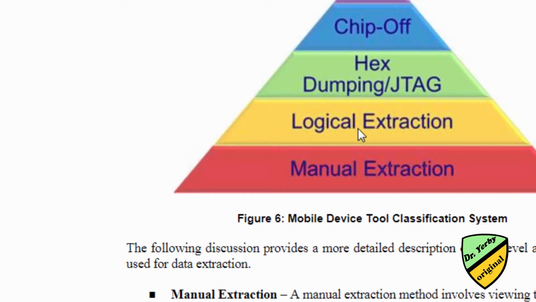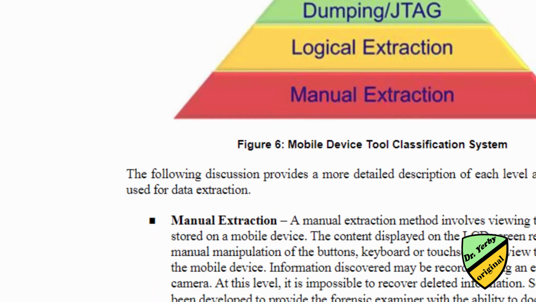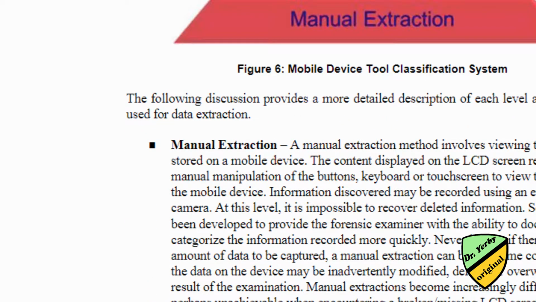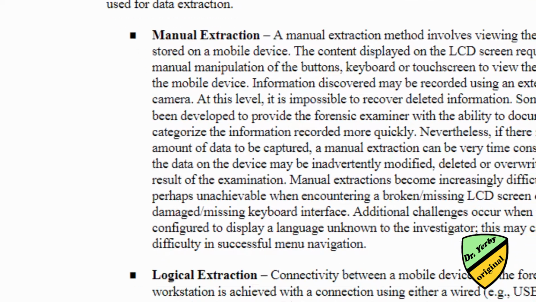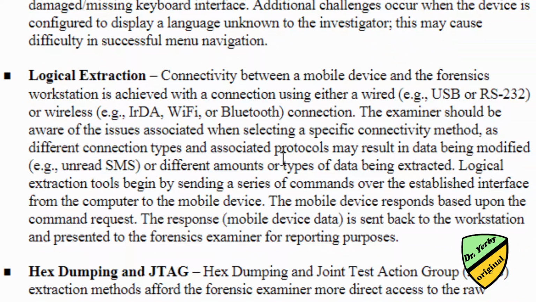The next level is logical extraction. This is going to be looking at the evidence that you will logically acquire after you make a connection from your forensic station to the mobile device. Again, you're going to have to establish connectivity so that there is communication going back and forth, and then your forensic program will take an image of the contents on the device.